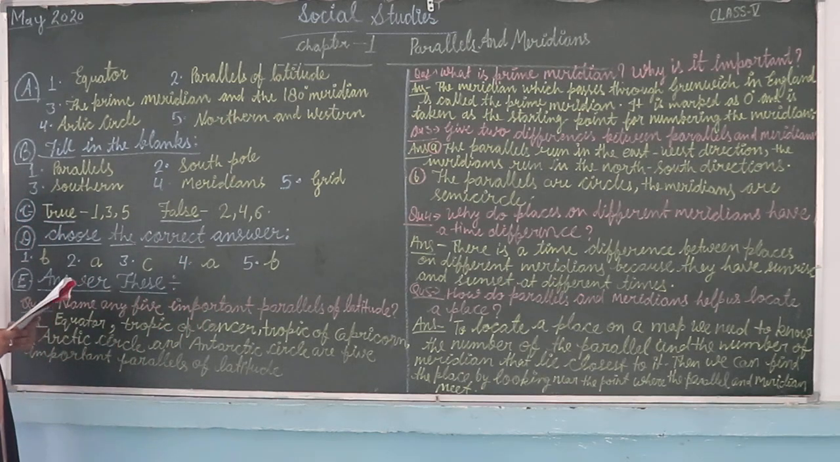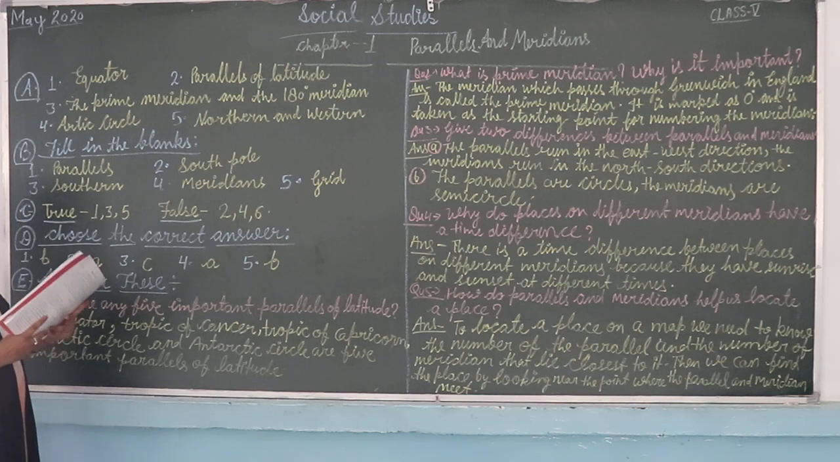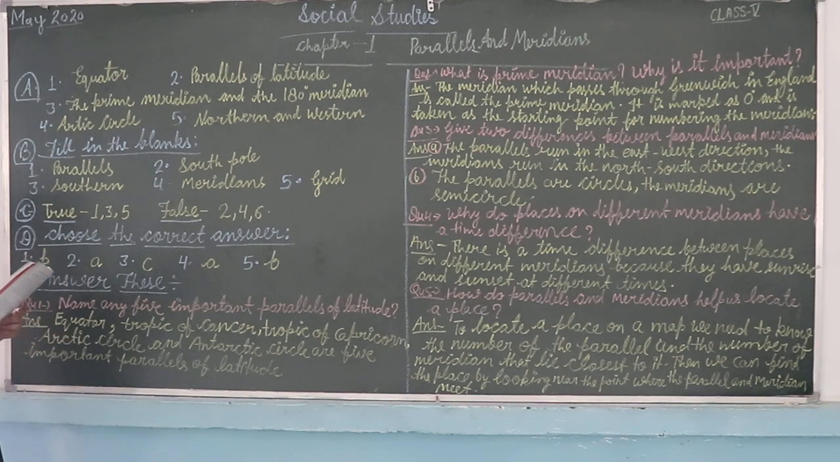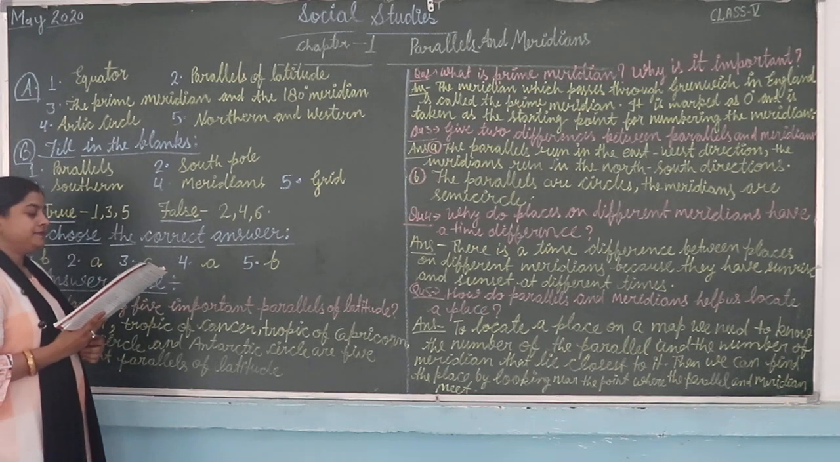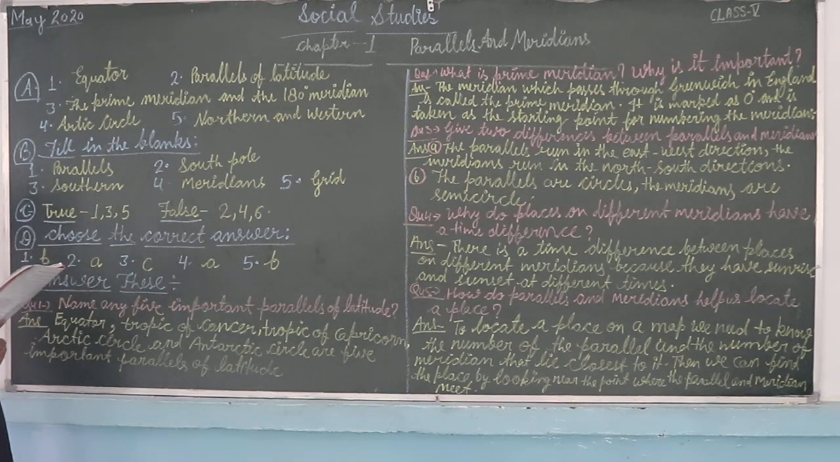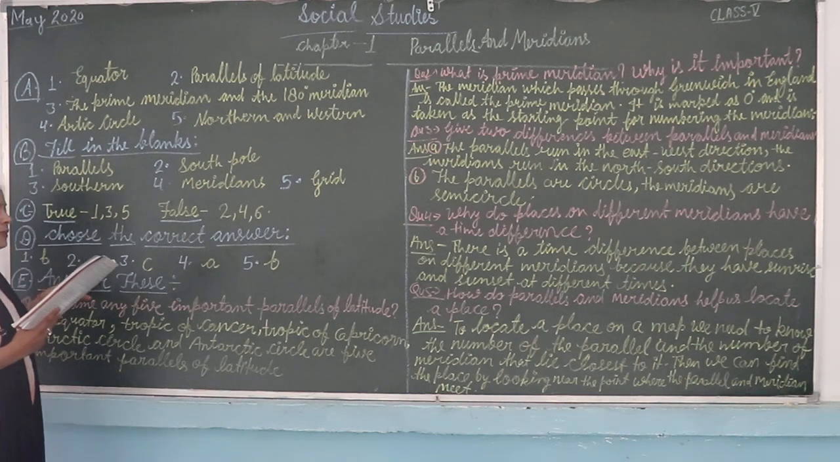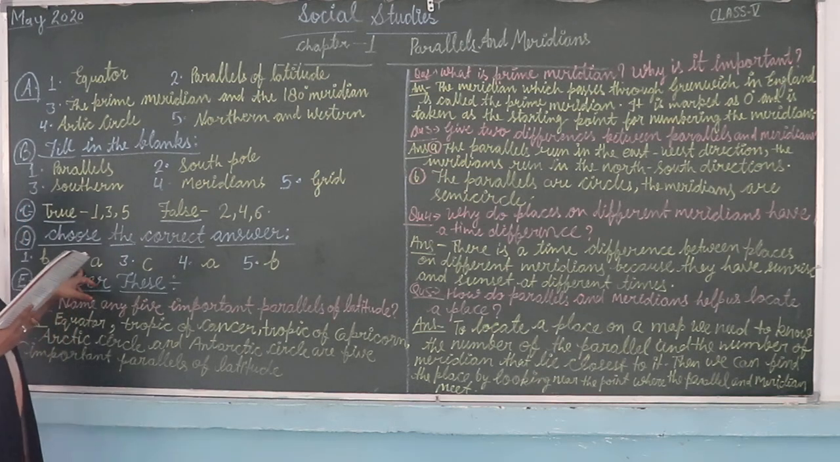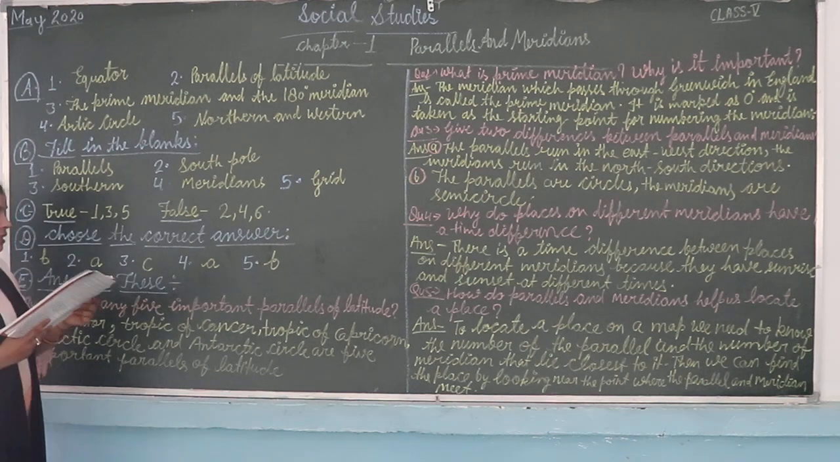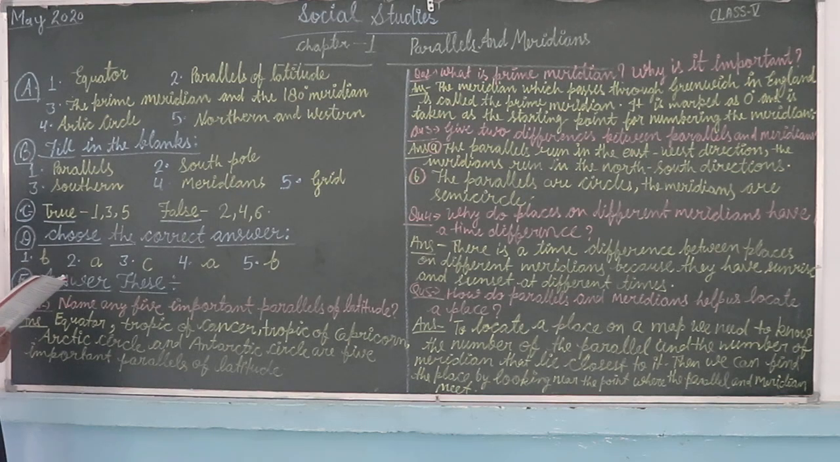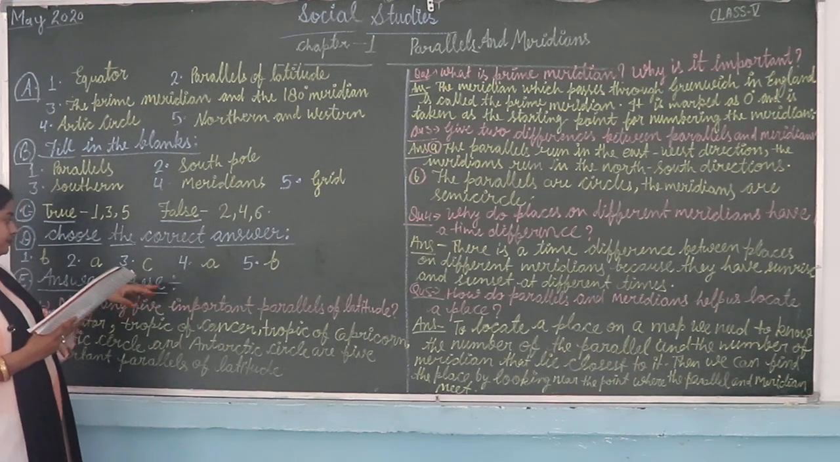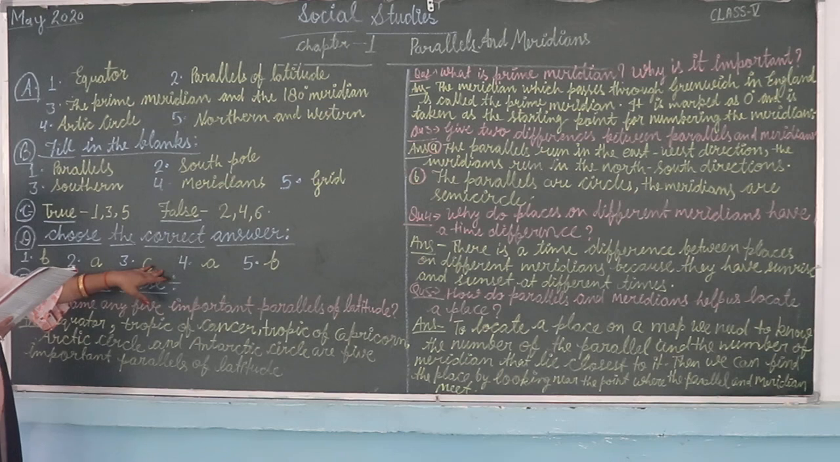Now, the next exercise, choose the correct answer. The question is, the parallel number 0 is the equator. The second, the curve of an imaginary semicircle joining the two poles is a meridian. The northernmost parallel is the North Pole.